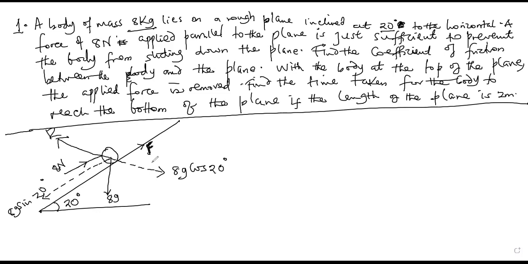They have said that the force of 8 newtons applied is just sufficient to prevent the body from sliding. It means that the frictional force acts up the plane. Because if the body was being prevented from sliding down, the frictional force was acting upwards, isn't it? The force that is preventing it from sliding down must be pointing upwards also. So the frictional force and the force itself are pointing upwards. Is that clear?